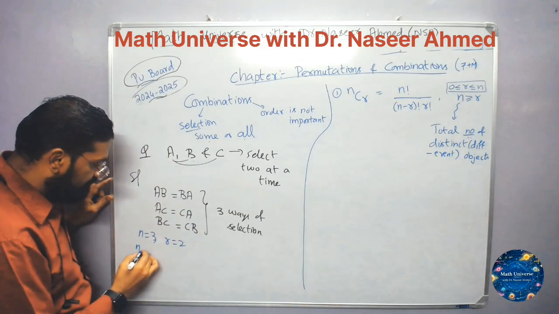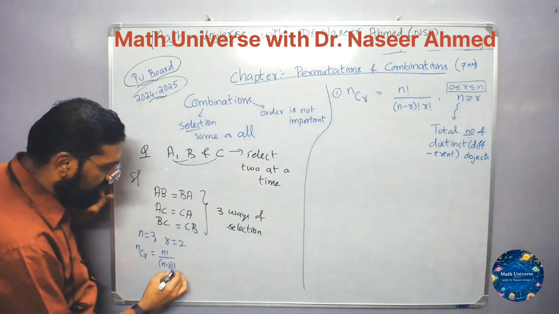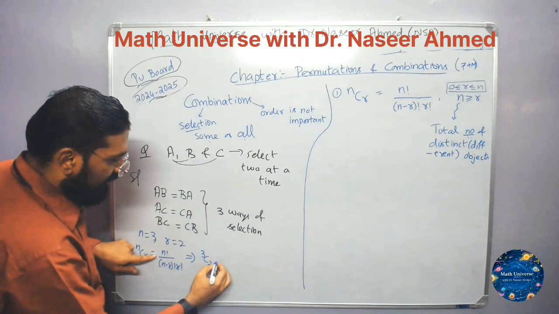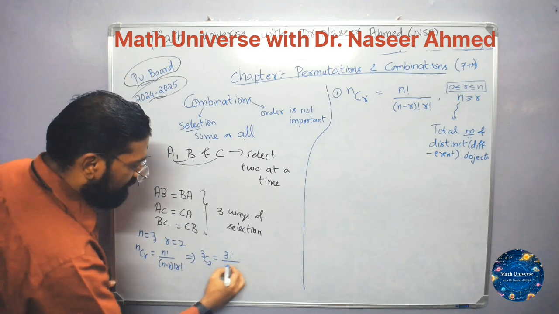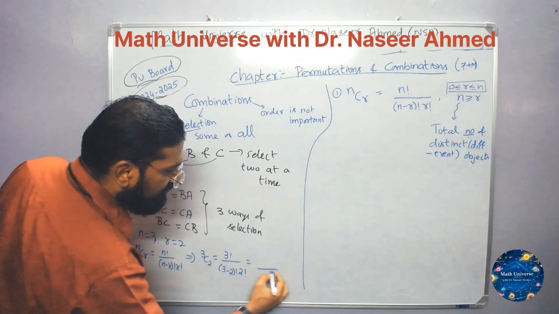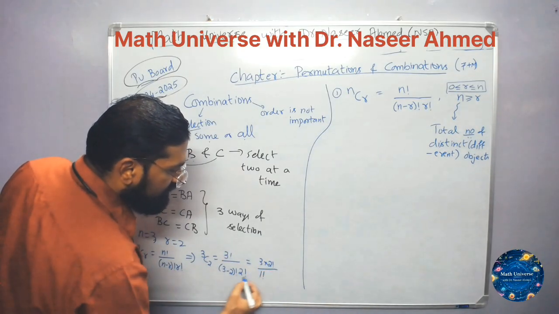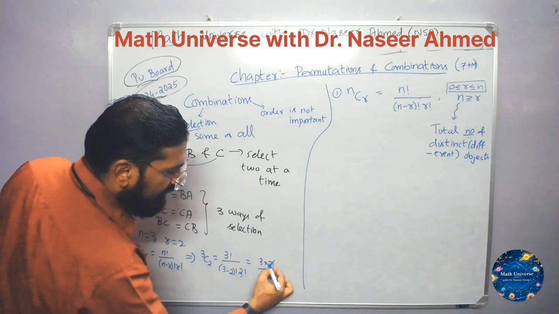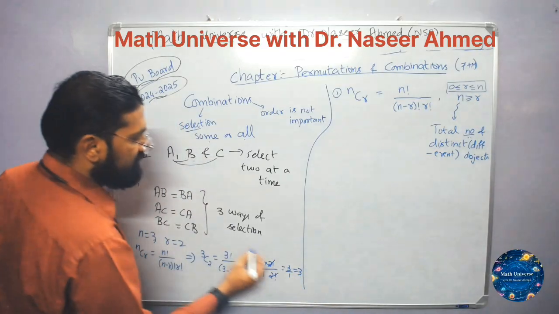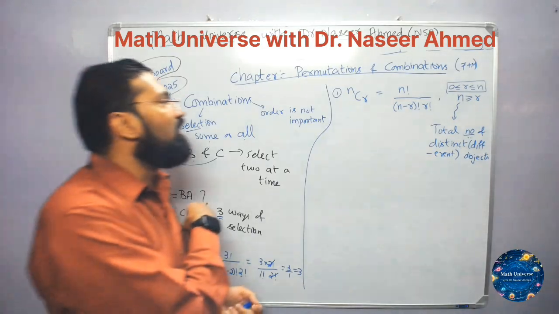So now nCr is equal to n factorial divided by (n minus r) factorial into r factorial. So n is 3, r is 2. Put here: 3 factorial divided by (3 minus 2) factorial, then 2 factorial. 3 minus 2 is 1. Then 3 factorial is 3 into 2 factorial. The same 2 factorial is there, and both get cancelled. 3 by 1 factorial is 3 by 1, which is 3 itself. That's what we got: 3 ways.